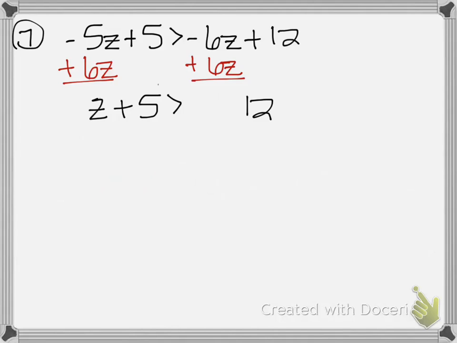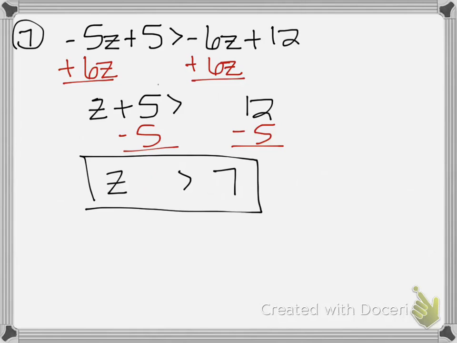Now, finish solving it, so I'm going to subtract 5 from both sides. And that's going to give you z greater than 12 minus 5, which is 7. So z greater than 7. Make sure you put greater than 7. If you put equals 7, I'll take off a point.